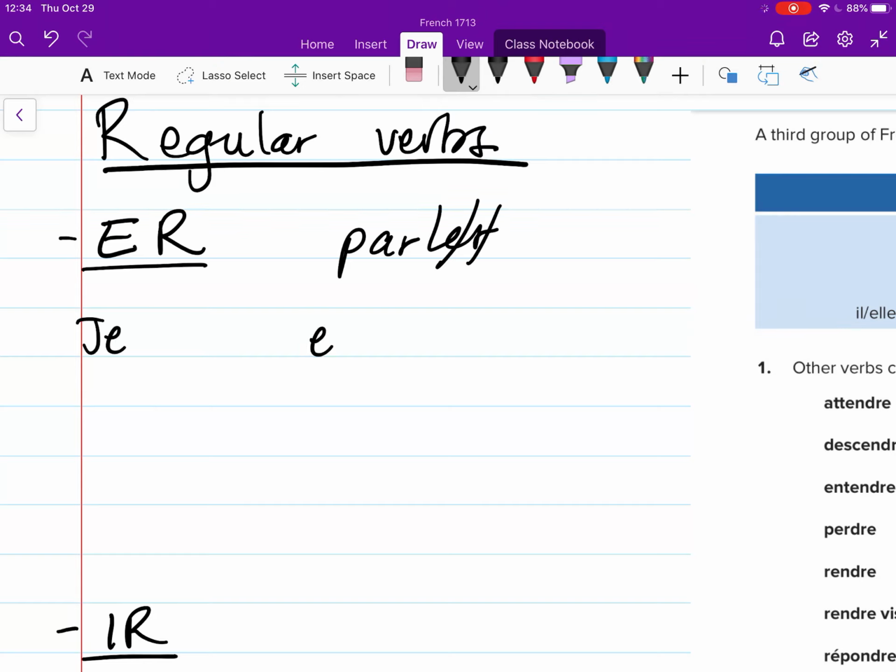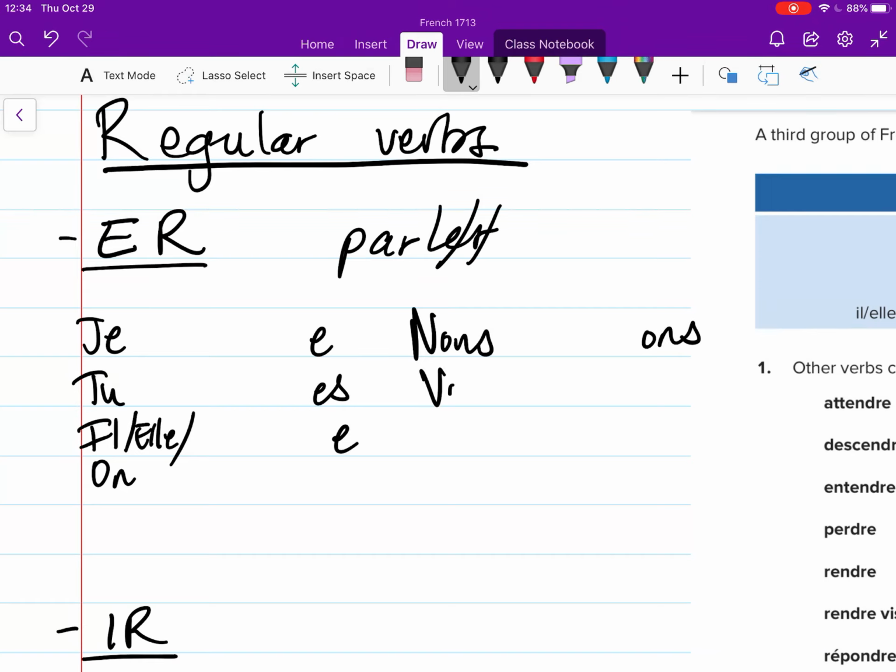For je, your ending is E. For tu, your ending is ES. For il, elle, or on, your ending is E. For nous, your ending is O and S. For vous, your ending is EZ. And for ils or elles plural, your ending is ENT.